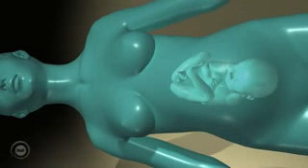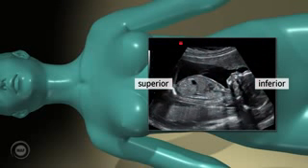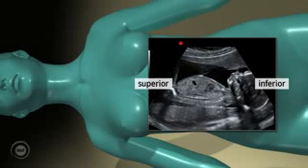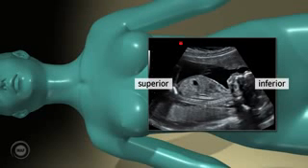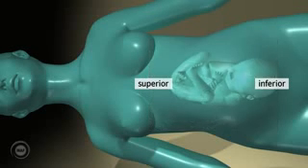the image. In the longitudinal plane, the left side of the screen represents the superior part of the mother, and the right side represents the inferior part of the mother. So when scanning in the longitudinal plane, the mother's head is represented to the left of the screen and her feet to the right. The location of the dot on the screen should correspond.